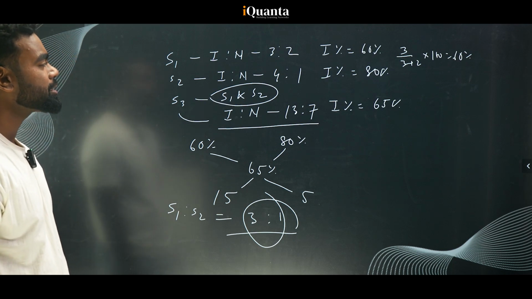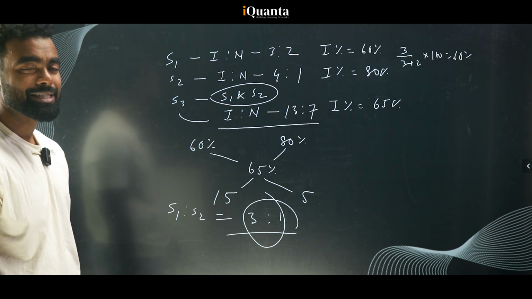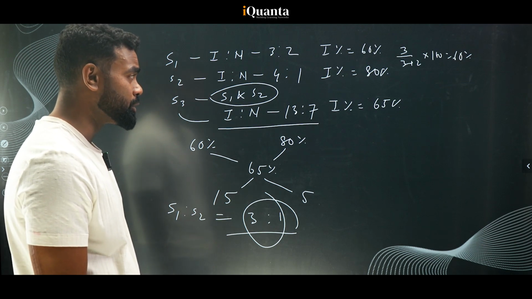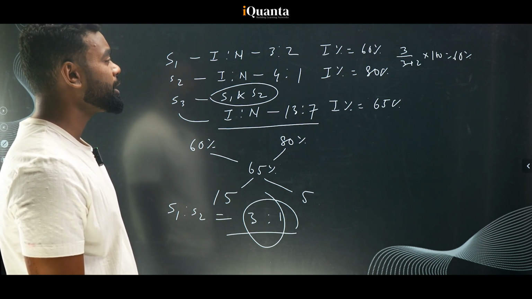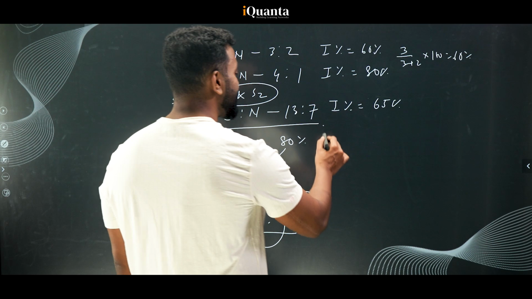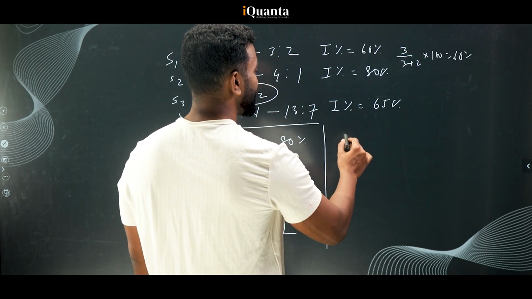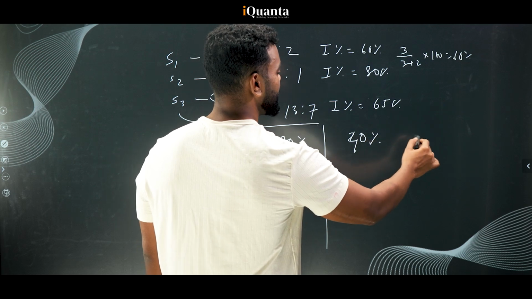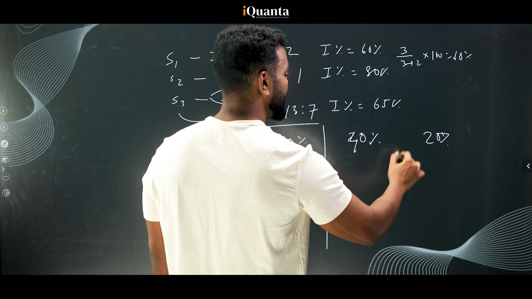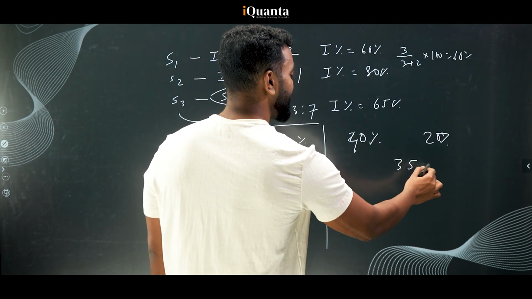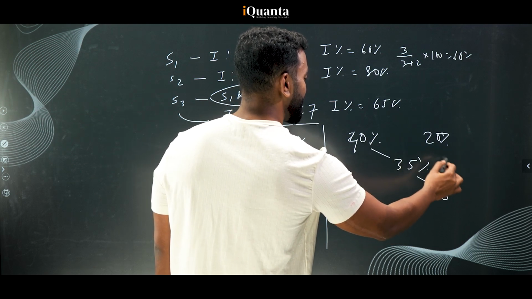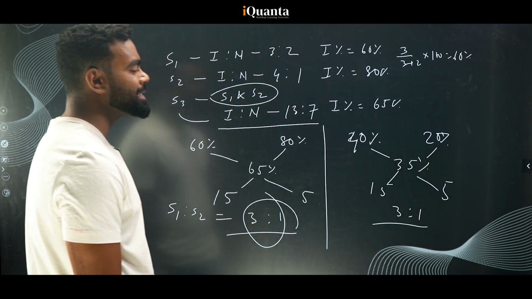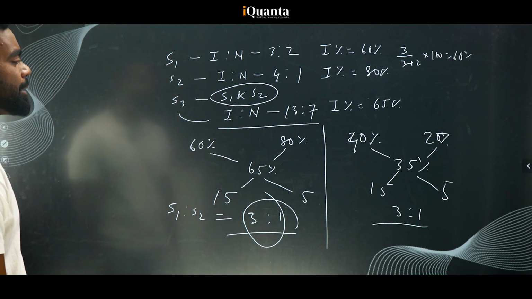Now see how fast we can solve this question by using the mixture alligation method. This is a very important thing to understand. Some people might ask, why am I not taking nickel? In case you want to take nickel, you can do the same. In case of nickel, there is 40% nickel here, here there is 20% nickel, and here there is 35%. This is 5, this is 15. So again the answer is 3:1. Take nickel or take iron, it will give you the same answer.